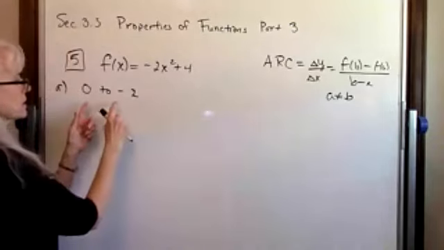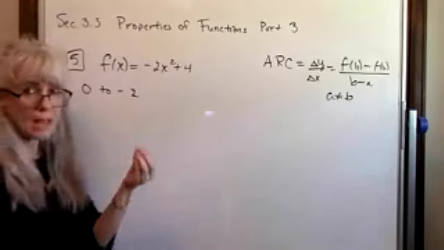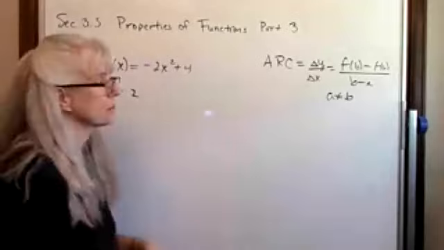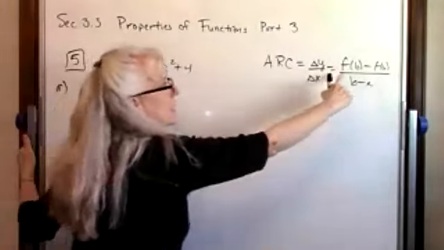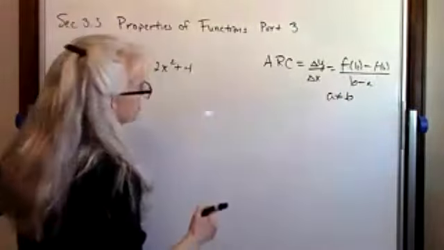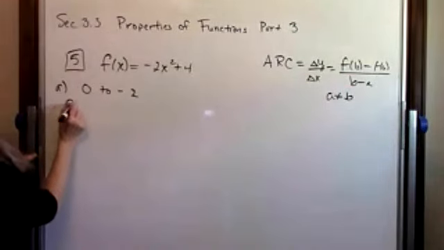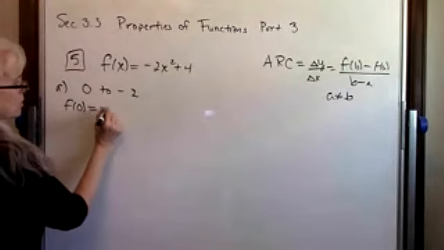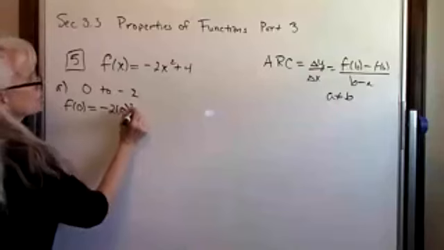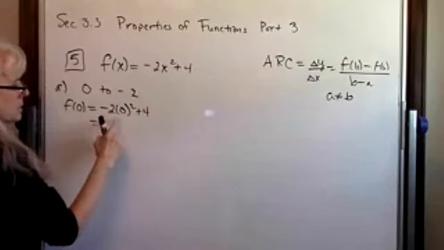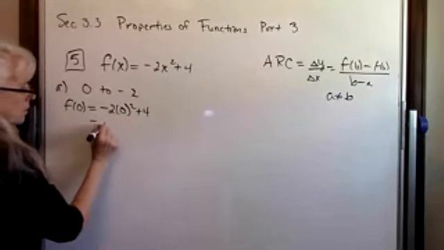Well, the problem is I just gave you the x values. You need the output also. We need the y values. So we're going to plug each of these, as this says, into the function. It doesn't matter what order you do it. So I'm going to do f of 0 first. So f of 0 would be -2 times 0 squared plus 4. So 0 squared is 0 times -2 is 0. I'm just going to get 4.